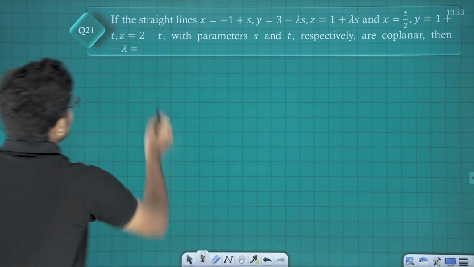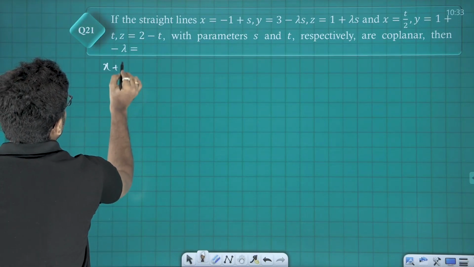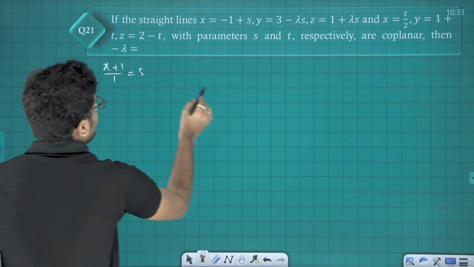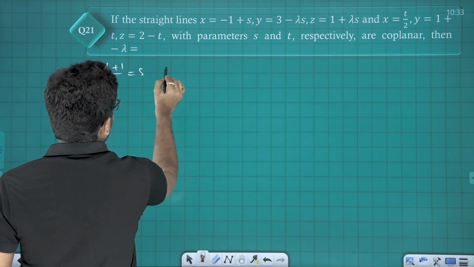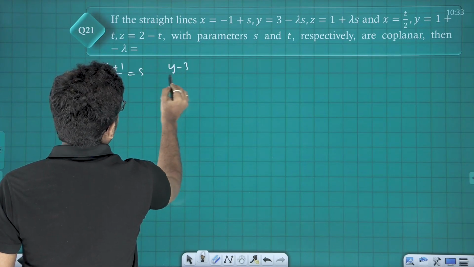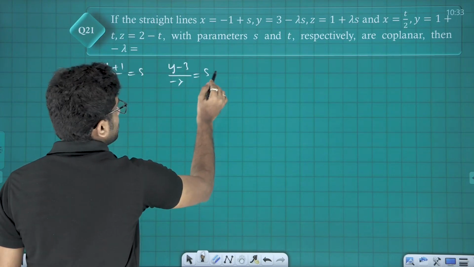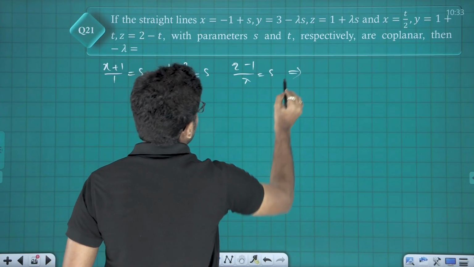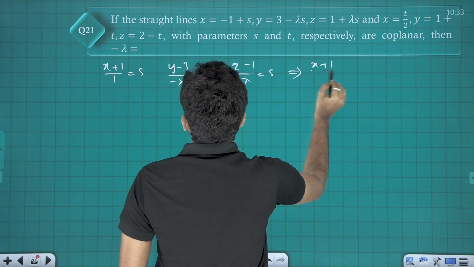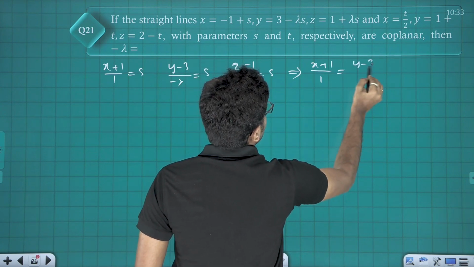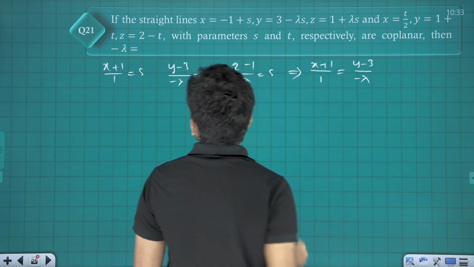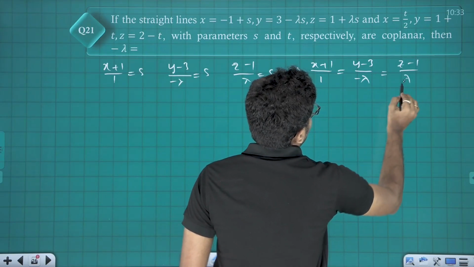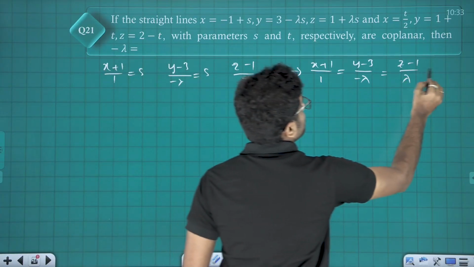Clear? Now see this. This we can write as (x plus 1) by 1 is equal to s. Next, second case, (y minus 3) divided by minus lambda is equal to s. (z minus 1) by lambda is equal to s. That means the first line will be (x plus 1) by 1 is equal to (y minus 3) by minus lambda is equal to (z minus 1) by lambda, all equal to s.